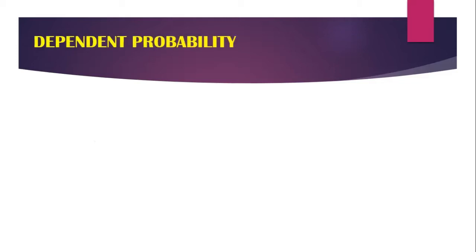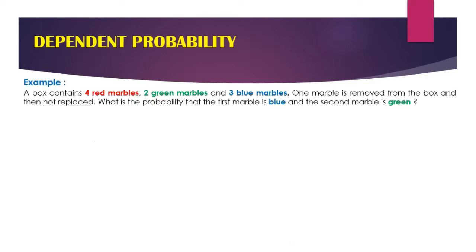Okay, so then, dependent probability. Take a look at the example. A box contains 4 red marbles, 2 green marbles, and 3 blue marbles. One marble is removed from the box and then not replaced. Once again, not replaced. What is the probability that the first marble is blue and the second marble is green?